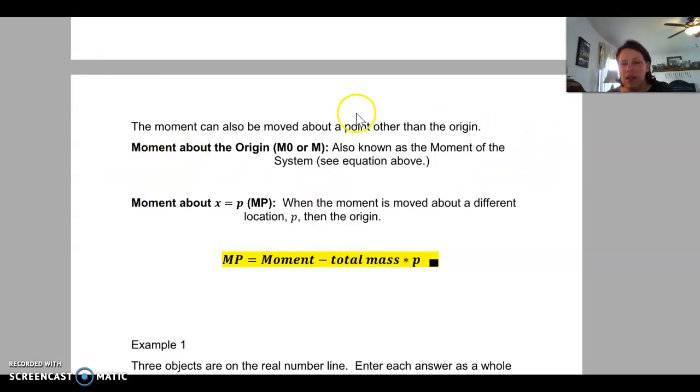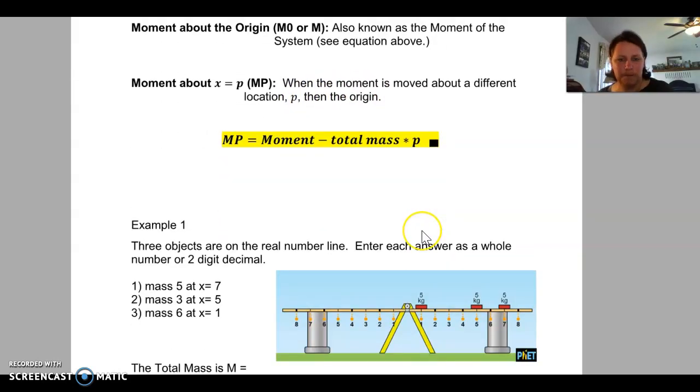So everything that we've done above is in terms of the origin. We can also do this in terms of a different point. So the moment about x equals p, we're going to denote as M_P. A moment about the origin would be M_O. So when the moment is moved about a different location, P, than the origin, then we're going to use this equation. So the moment about a different point P is equal to the original moment, or the moment around the origin, minus the total mass times P, or whatever point they want to give us. So you will also have to use that equation.